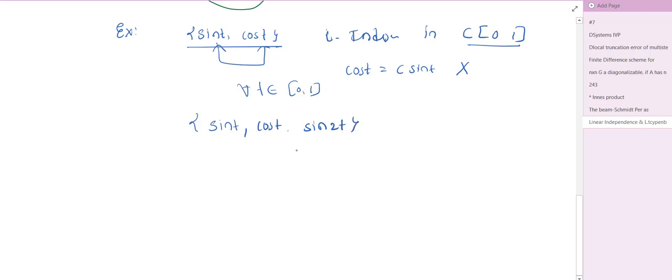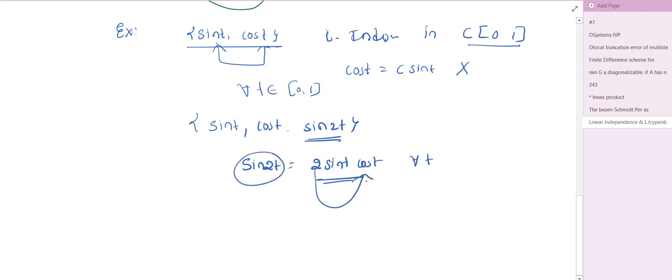If you see this, we know that sin 2t is nothing but 2 times sin t into cos t. This is true for all t. So here we can say that the third vector can be written as a linear combination of the other two vectors. Hence, we say that this collection is linearly dependent. So these are some examples of linear dependency and linear independency.